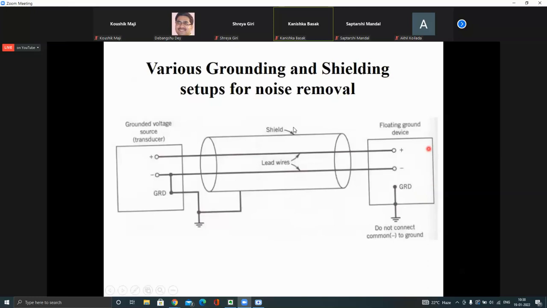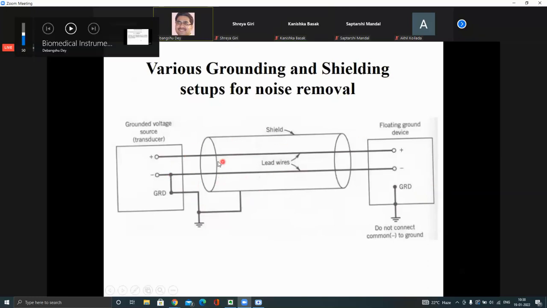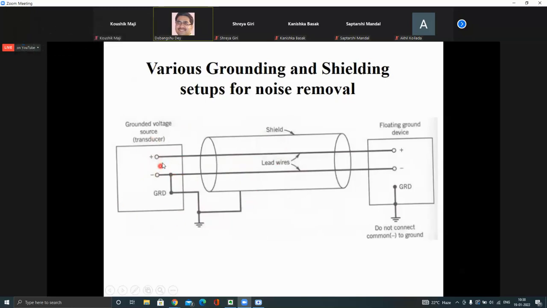Okay. So now this is a typical connection. This is your source, say this is your electrode lead. You are measuring ECG voltage, and that is a transducer that is sending some voltage to your measuring instrument. Now the connecting wires have some shield, that is a metal portion. The shield is usually grounded.